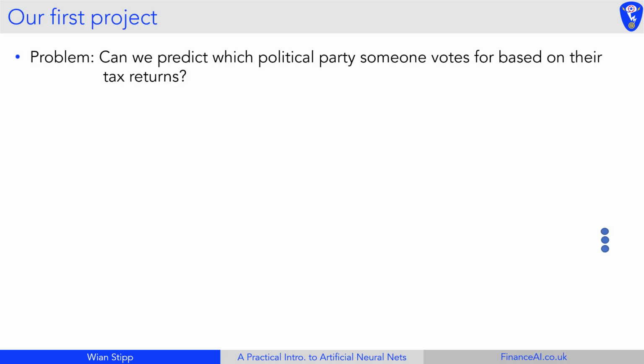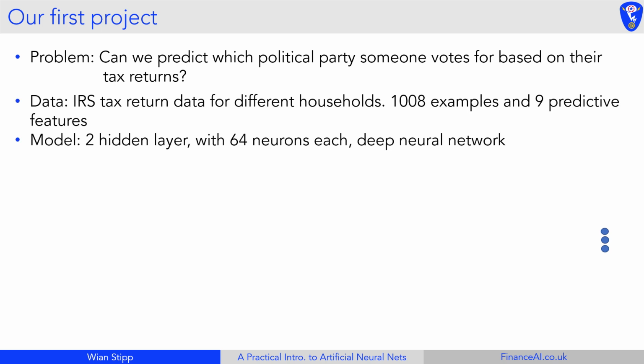Okay, so our first project. Can we predict which political party someone is going to vote for based on their tax returns? For the data, we're going to use the IRS, Internal Revenue Service, I think it stands for, tax return data for different households. We have a small data set with only 1,008 examples and 9 predictive features. And we're going to construct two hidden layers in our model, each with 64 neurons. The architecture is a deep neural network.